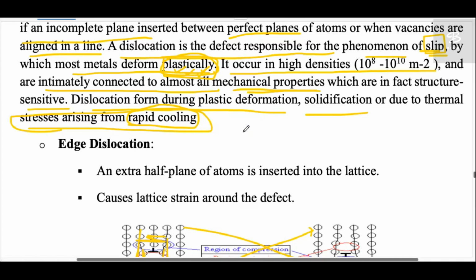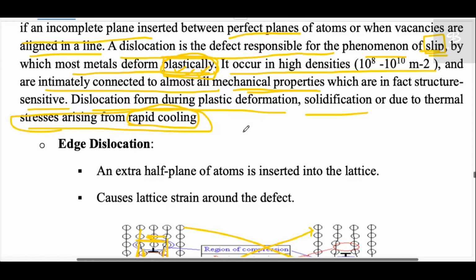Annealing means you have heated the material to a certain temperature, whatever the desired one was, and after reaching that temperature, you have left the material to cool down at the environment temperature. That kind of cooling is known as annealing.